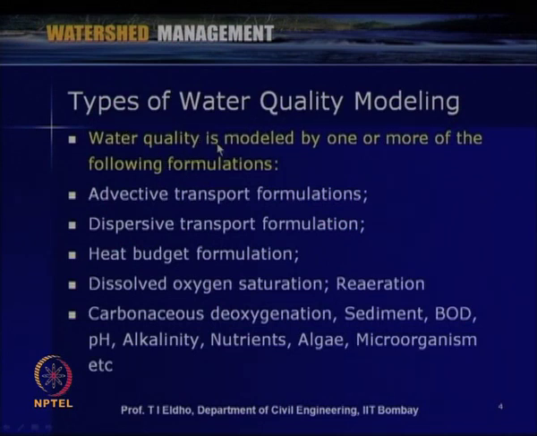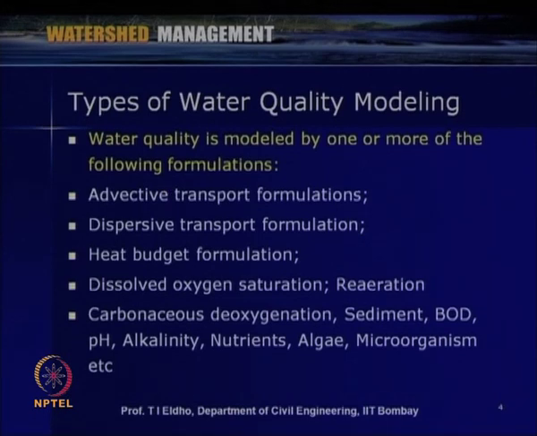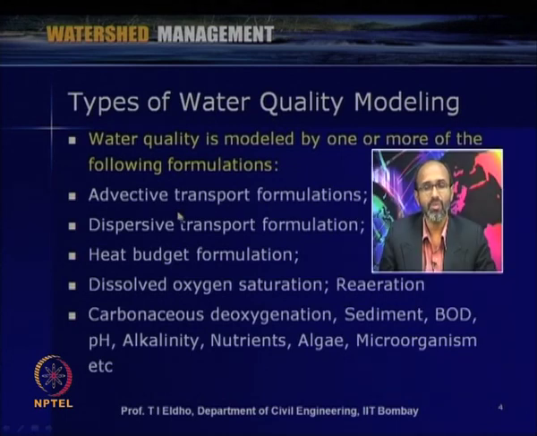models. So, water quality is modeled by one or more of the following formulations. It depends upon what kind of pollutant or contaminant is there, and what is the process of movement or how the behavior of that particular system within the particular control volume or particular domain. So, that way we can have advective transport formulations, where mainly the advection. We already discussed advection, how the movement is taking place. Or we can have dispersive transport formulations within the surface water or groundwater.